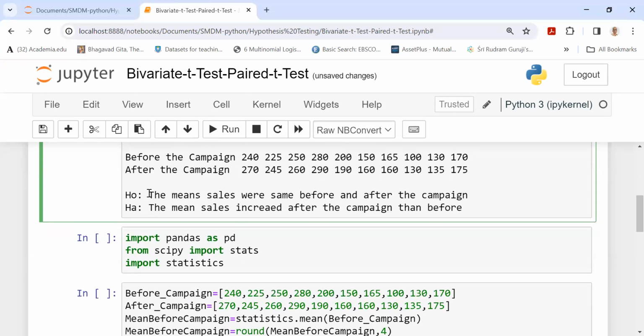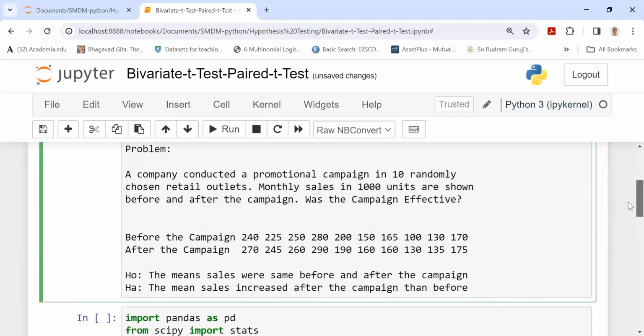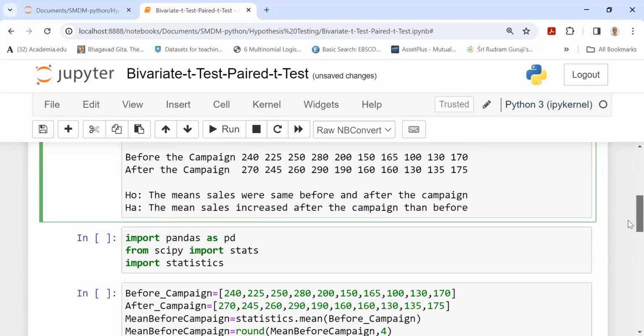The null hypothesis is the mean sales were same before and after the campaign, status quo. The alternative hypothesis, the mean sales increased after the campaign than before. So, was the campaign effective? We have formulated the null and the alternative hypothesis. It's a one-tail test and the right-tail test.